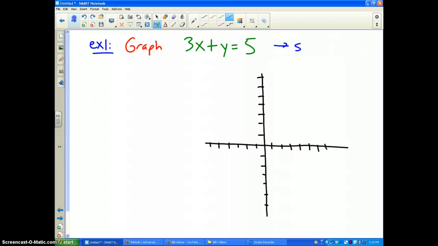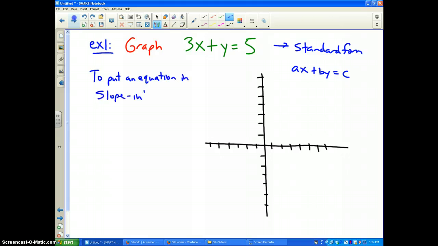Right now, this equation is actually written in standard form, which is the form ax plus by equals c. I want it in slope-intercept form. So, to put an equation in slope-intercept form, we need to do one thing: solve for y. And so that's what I'm going to do right now.